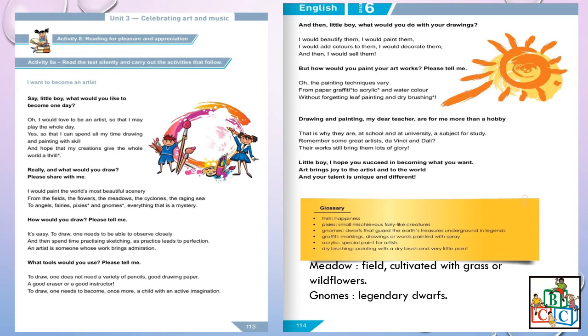How would you draw? Please tell me. It's easy. To draw, one needs to be able to observe closely and then spend time practicing sketching, as practice leads to perfection. Yes, so he has said something very nice. Practice leads to perfection. If you like to do something, you have to practice and practice and practice. Then you'll be able to do it perfectly. An artist is someone whose work brings admiration. So when you're an artist, people are going to admire you, are going to appreciate your work.